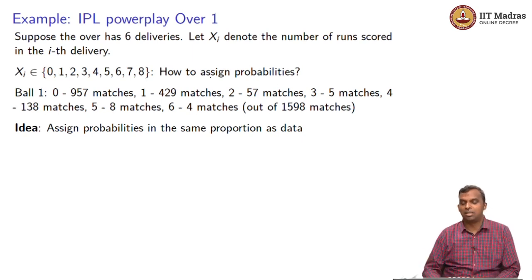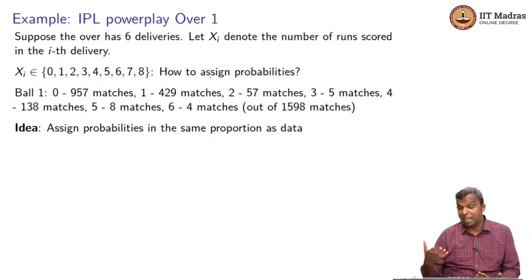And then you have 2 runs in 57 matches, 3 runs in 5 matches, and 4, boundary seems to be more popular, right, 138 matches, and then 5 runs in 8 matches, 6 runs in 4 matches. That's it. So far it looks like nobody has bowled a no ball and been hit for a 6 in the first ball, so you don't have 7 or 8. So one of the ways is to assign probabilities in the same proportion as the data, right? So maybe you want to say the probability that x1 equals 0 is 957 by 1598.